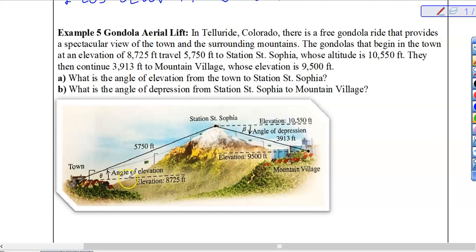They then continue 3,913 feet to Mountain Village, whose elevation is 9,500 feet. Okay, so this problem gets a little confusing because we're working on angles of elevation, and now these towns have elevations. So that's a different meaning. And then one of them has an altitude instead of an elevation. But if you look at Station St. Sophia, it has an altitude of 10,550 feet. But if you look at the picture down here, it says it has an elevation. Because altitude, elevation, same thing.